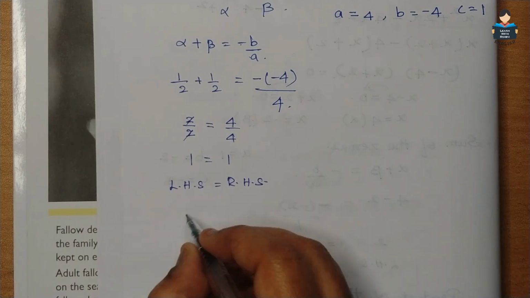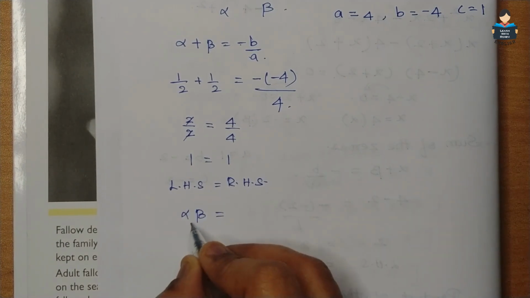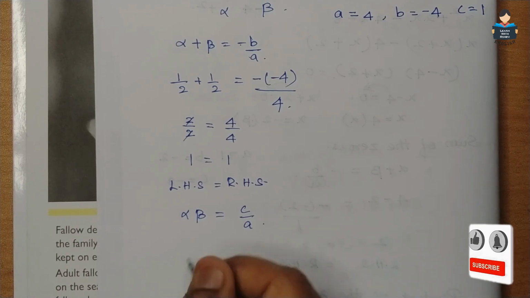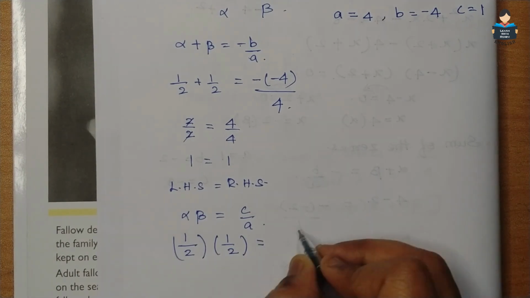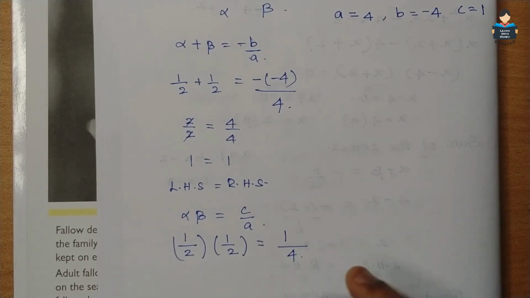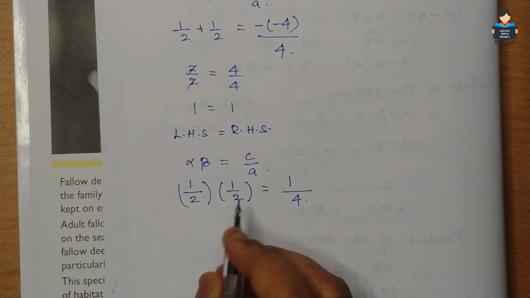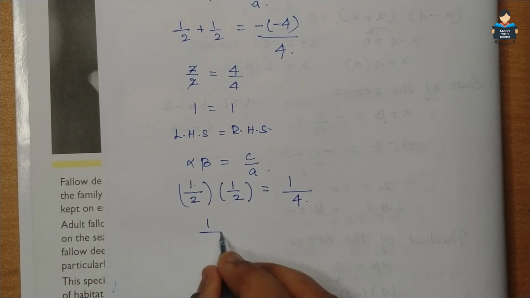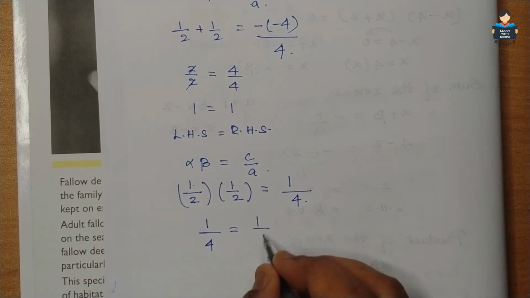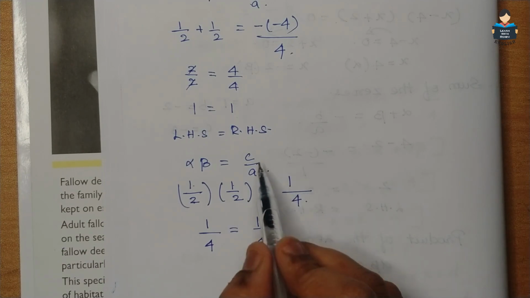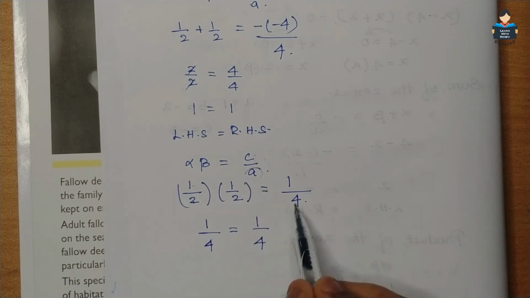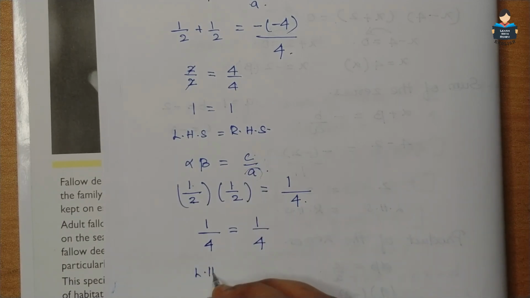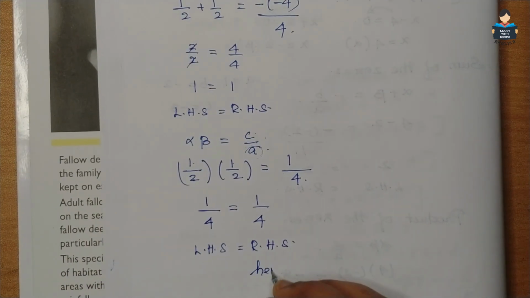Now we have to do the product of the zeros, and the condition is alpha into beta is equal to c by a. So my alpha value is 1 by 2 into 1 by 2 equal to c is 1 by a is 4. So when I multiply 1 into 1 is 1 and the denominator 2 into 2 I will have 4, and this is equal to 1 by 4. In the right hand side, when I substitute the value of c I will get 1 and when I substitute the value of a I will have 4. So my LHS and RHS are equal. Hence the relationship is verified.